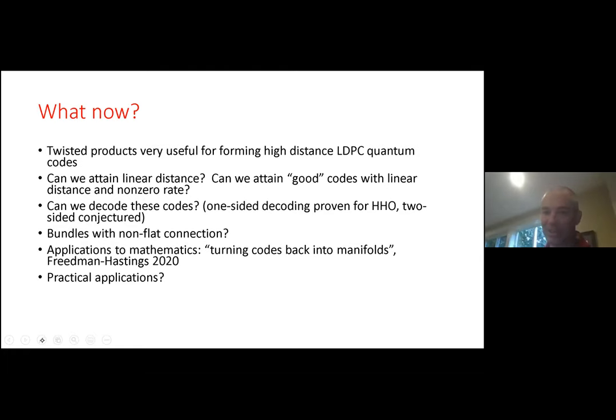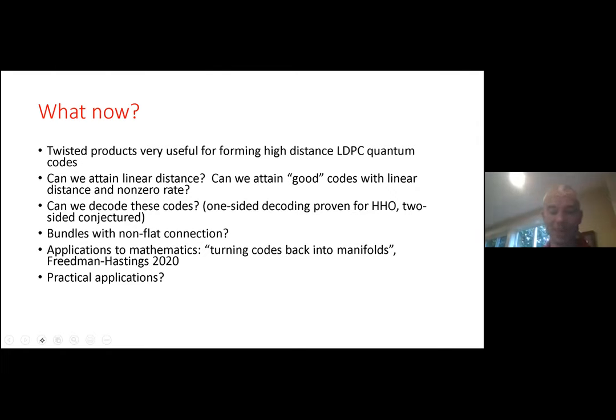It may be interesting to think about bundles that have a non-flat connection, whether one can come up with other interesting codes based on them, or whether one can start using these twisted products where instead of just taking products of two classical things, you take products of two quantum codes and twist them.